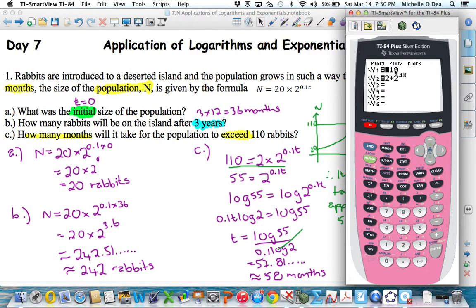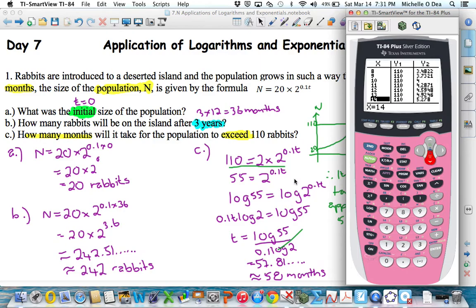You don't have to have the 110 in there, but you do need this one. You can have it in there if you want. And we go to table. Table is above graph, so we go second graph. And these are the x values, which correspond to t in the equation. We want it to exceed 110. So you can see here are the number of rabbits after the various months. So obviously we've got to go quite a way down.